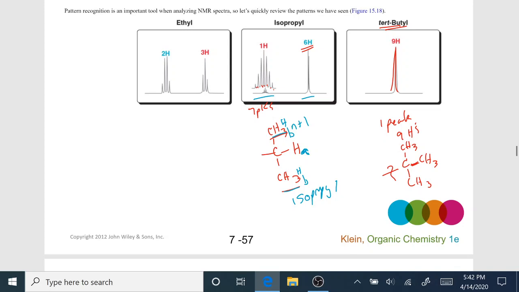And then here we have an ethyl group. We have 2 hydrogens with 4 peaks, and we have 3 hydrogens with 3 peaks. And that's characteristic of an ethyl group.